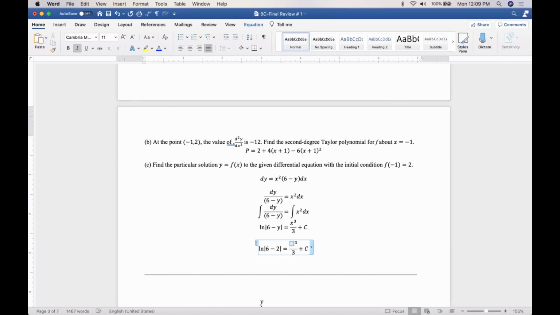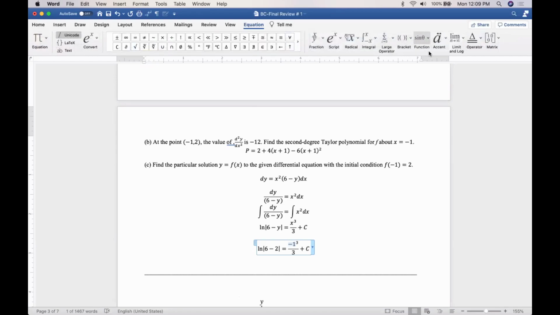Wait, Mr. Hayat, shouldn't it be a negative ln? I'm sorry? Shouldn't it be a negative ln? It should be a negative ln. So why did you say ln without the negative? It's your fault.